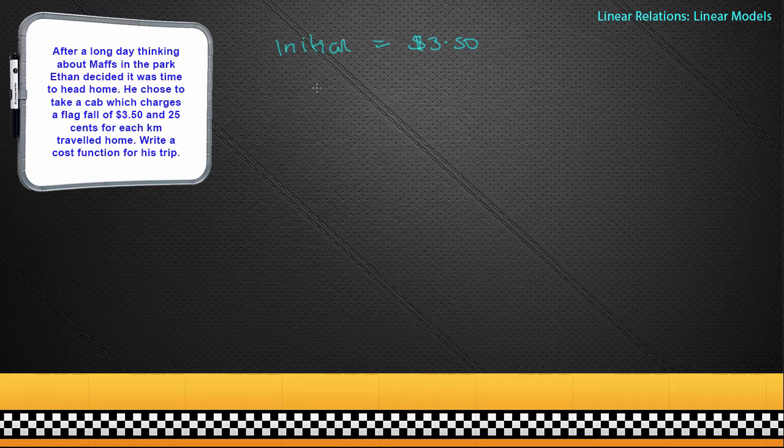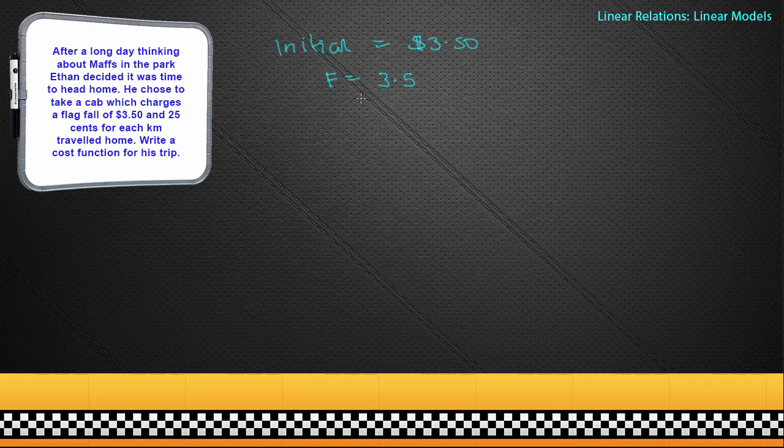So, let's talk about my initial cost, my flag fall, as being F. And we're not going to write in dollars, let's write it as 3.5. So we've now got kilometres. I'm going to be charged 25 cents for every kilometre. If I travel 1 kilometre, I'll have 25 cents, 2 kilometres, 50 cents, 10 kilometres, $2.50.